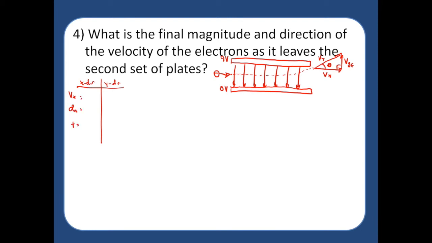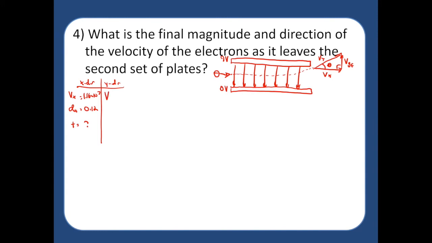Well, my velocity in the x is the velocity that we already have, which in this case was 1.16 times 10 to the 7. Our distance in the x is actually the length of the plates, which in our case is 0.12 meters. The time, though, is something that I don't yet know. But I do know that the flight time is a scalar quantity, and it transcends this independence of vectors, meaning that the flight time in the x direction is equivalent to the flight time in the y direction.